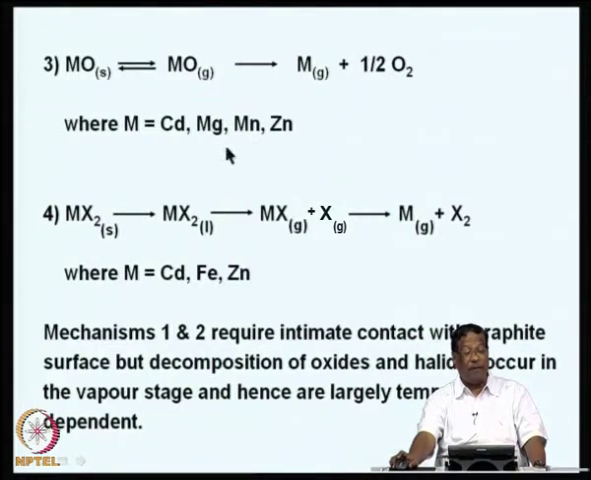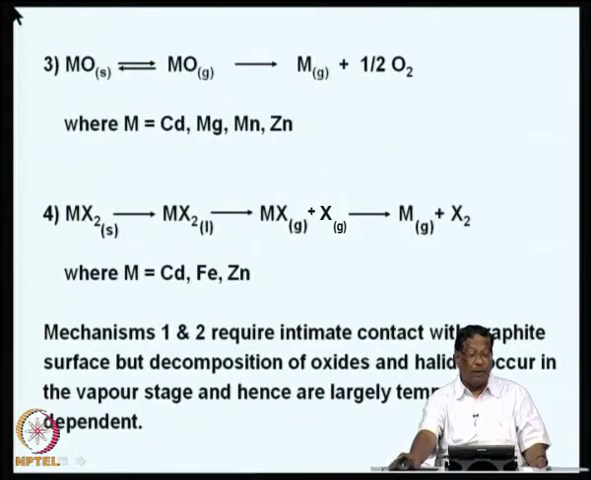So, this mechanism is prevalent when the metal atom is cadmium, magnesium, manganese and zinc. Here you should imagine that the sample is not exactly in the form of a chloride or a nitrate, but it could be in the form of an oxide or a hydroxide. Sometimes it can be a nitrate, because some of the nitrates decompose to give you metal oxide, that is the starting equation for this third mechanism.